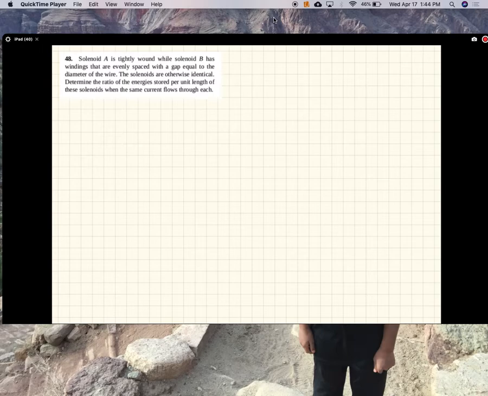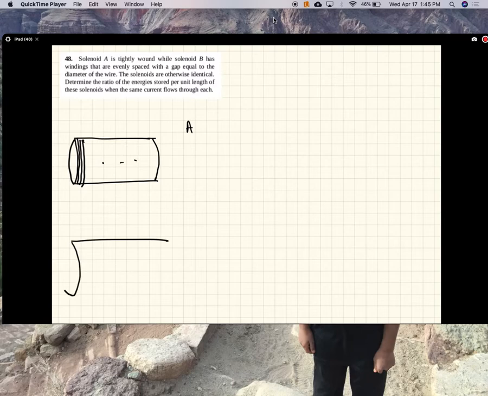Okay, so energy is stored in the magnetic field. So here's A, it's tightly wound. Okay, and I'm not going to draw any more of that stuff, so you know that's what goes on. Okay, so here is B, and they're identical except B has every other wire missing.